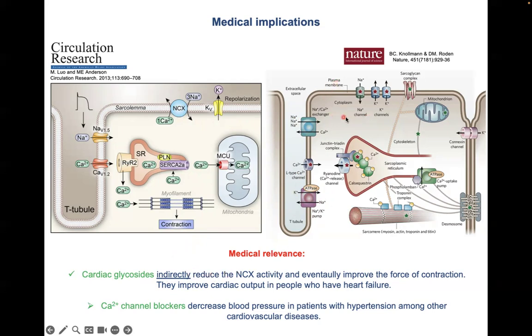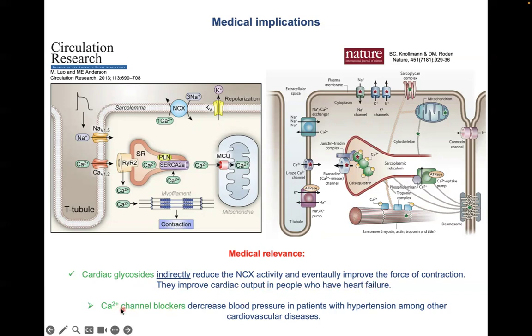a longer increase of calcium concentration inside the cells. Eventually, this increases the force of contraction. Therefore, cardiac glycosides improve cardiac output in people who have heart failure.